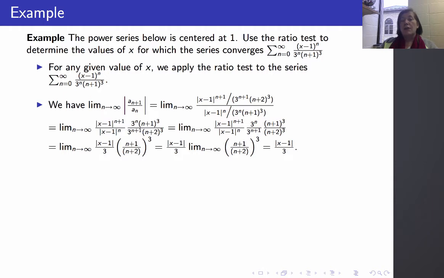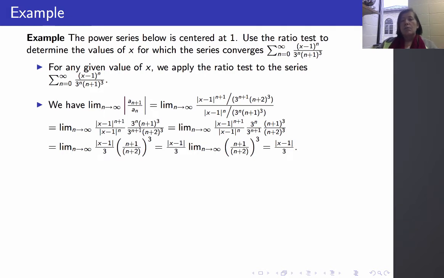So after cancelling (x minus 1) to the n and 3 to the n, we get that this is the limit as n goes to infinity of the absolute value of (x minus 1) over 3 times (n plus 1) over (n plus 2) cubed. And notice that the absolute value of (x minus 1) over 3 has no n in its expression, and it doesn't depend on n in any way. As far as n is concerned, that's a constant. It's not changing. And x is some number, but we haven't specified what that number is.